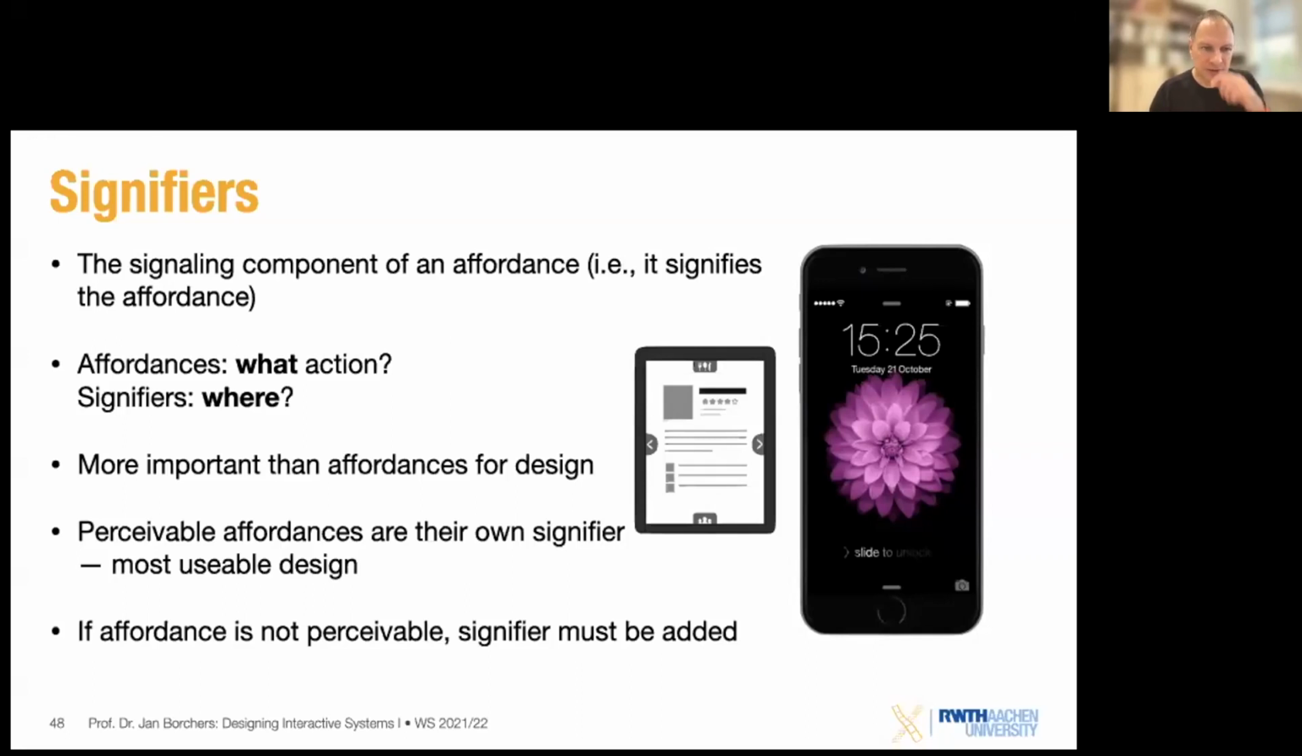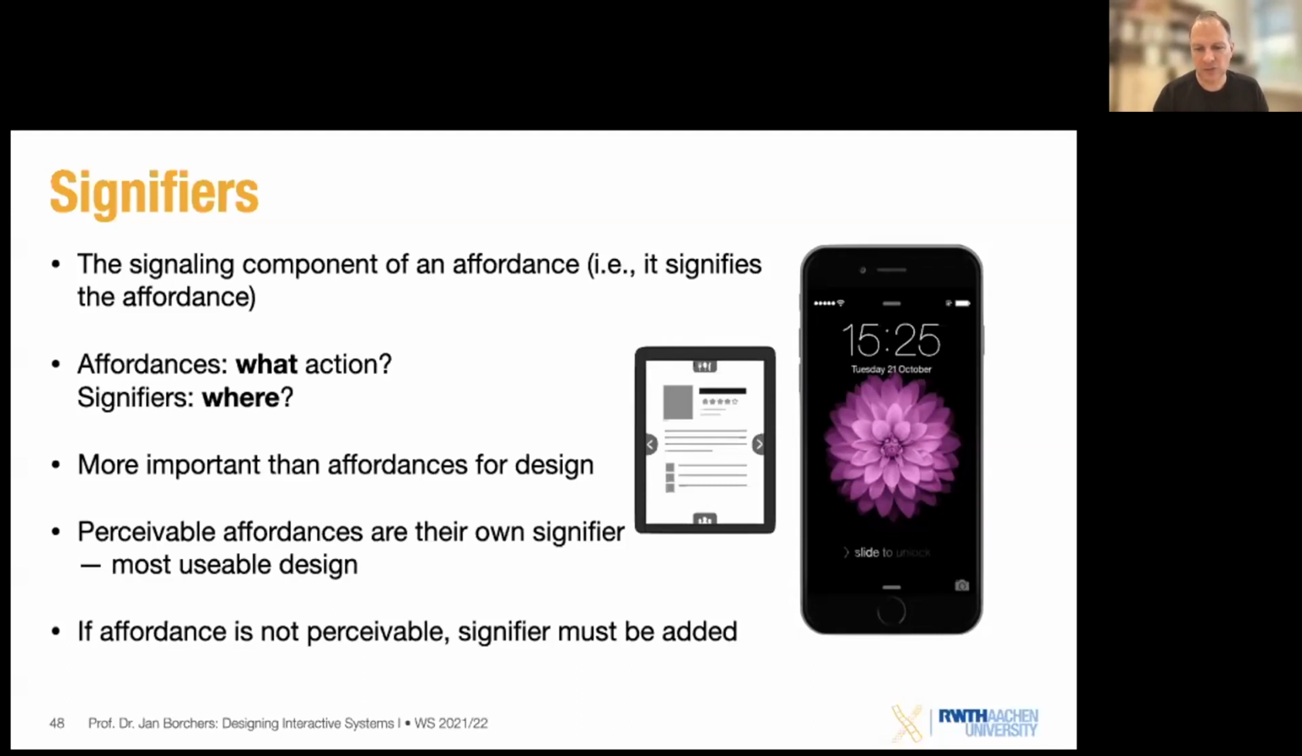In a simple case, a perceivable affordance is its own signifier. So, for example, if you have a blank metal plate and there's a big red button on it, then you don't need signifiers. The button is there, the button affords pushing, and it's its own signifier. You don't need to do anything else.